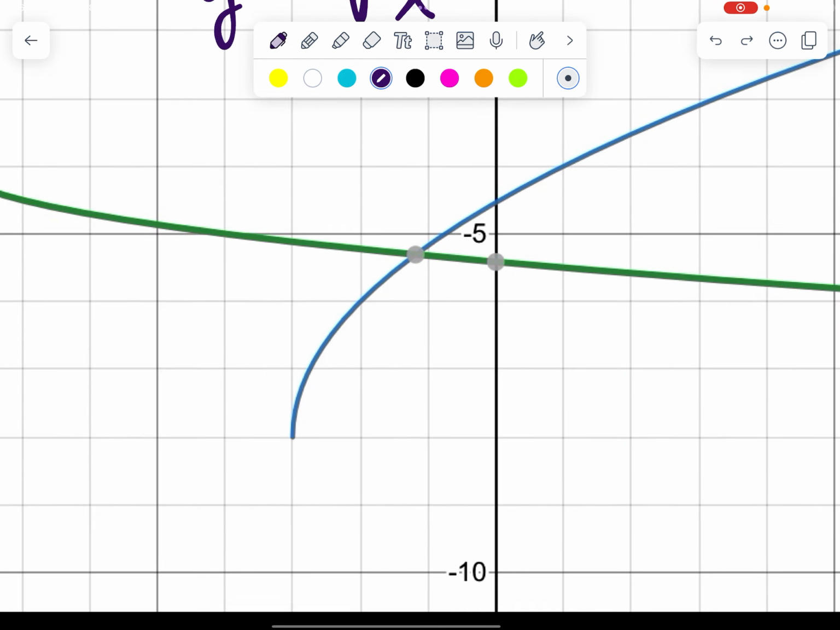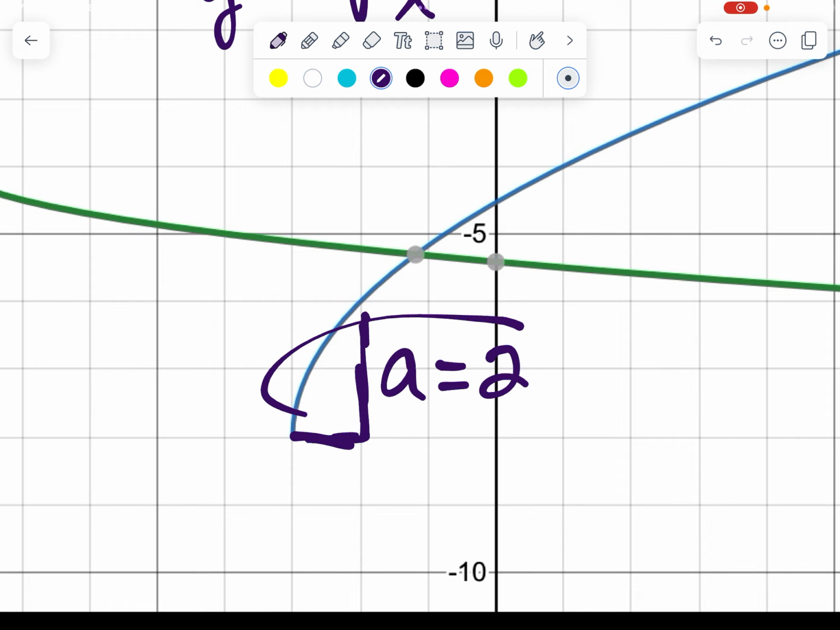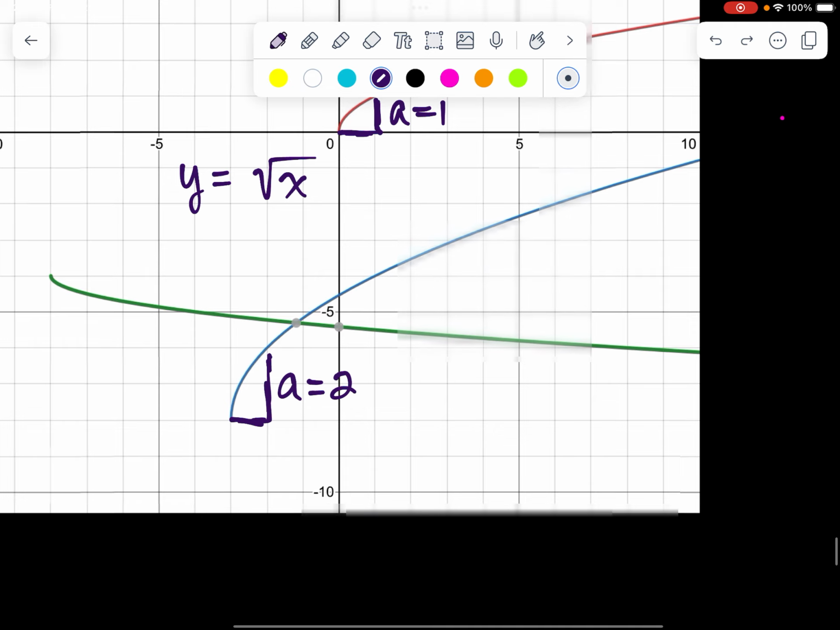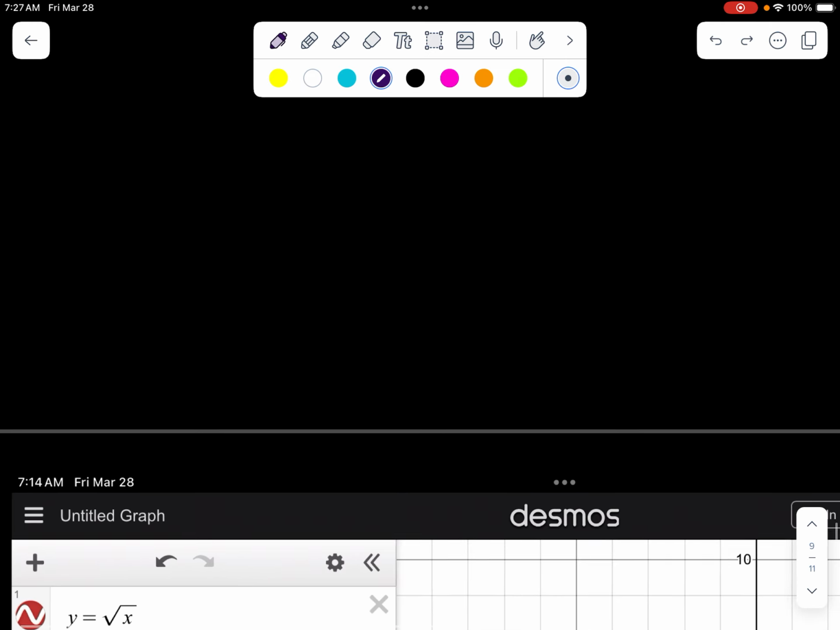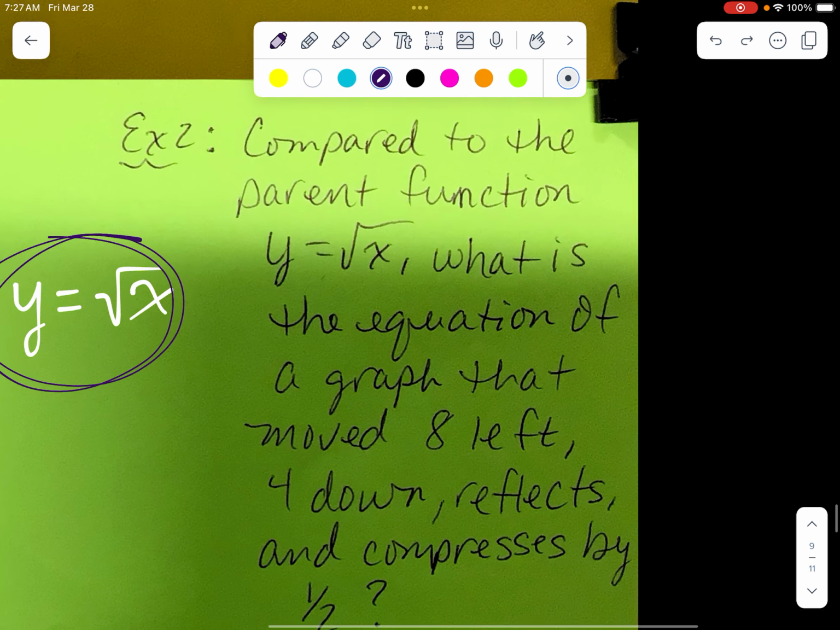So how do we know that this went 2 times taller? Well, we go over 1, and see how far up you go. Notice I went up 2, so that means it had a stretch factor of 2. So I call it the over 1 up or down method. The up or down is the a value, and you can see here that this one is 2 times taller.